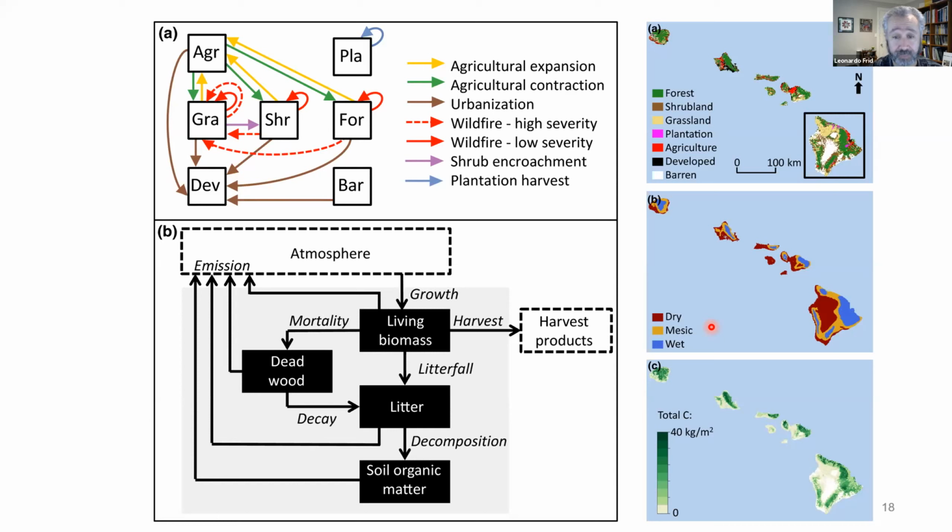Now, underneath all of this, we've got our stock flow model, or what we call our transition flow pathways, where the stocks are the atmosphere, living biomass, litter and dead wood, and soil organic matter. And we've got the arrows down here representing the different fluxes that move carbon from one of these stocks to another.